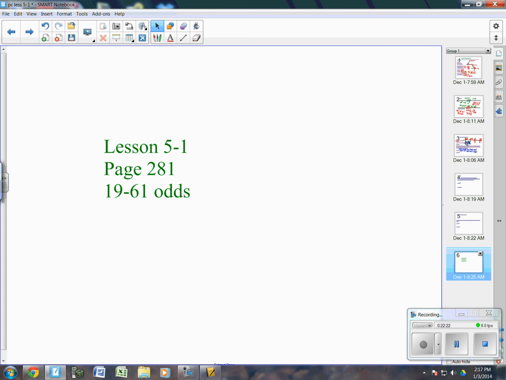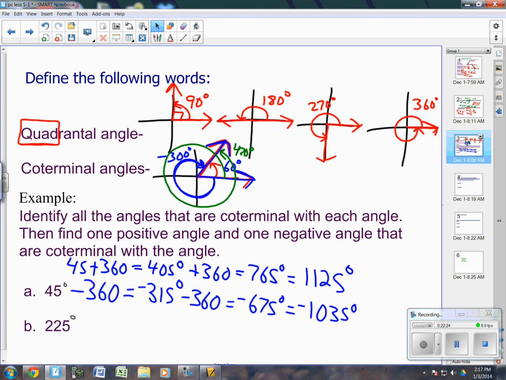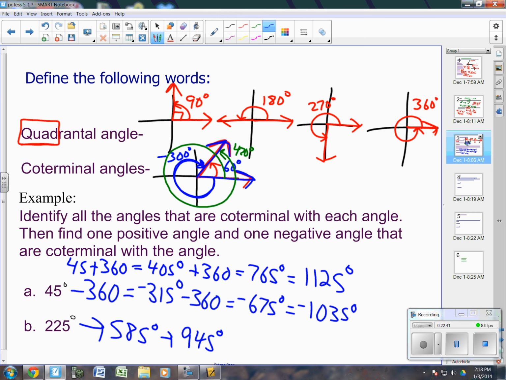All right, go back to this one right here. Okay, 225 degrees. What's an angle coterminal with 225 degrees? Say that again, Alex. 185? 585. 945? Okay. Vincent, give me a negative one. Negative 135. Does everybody agree with that? Okay, give me another one.